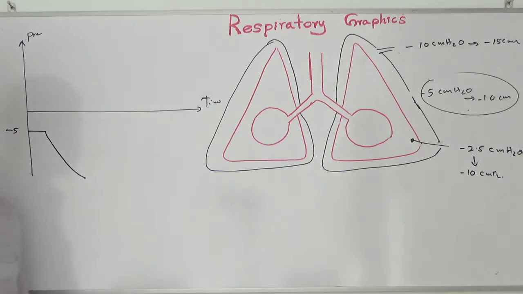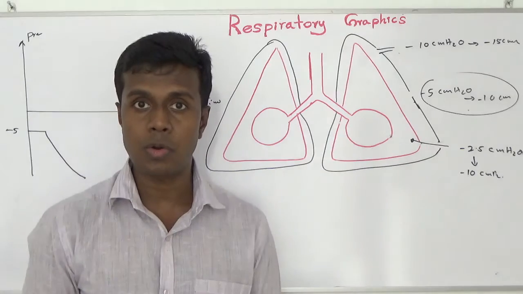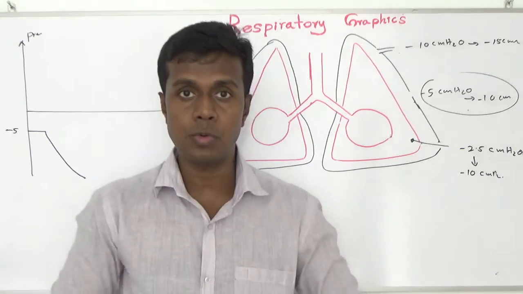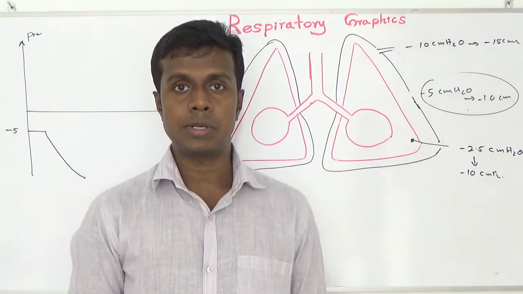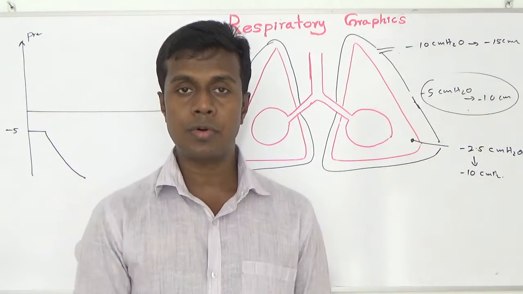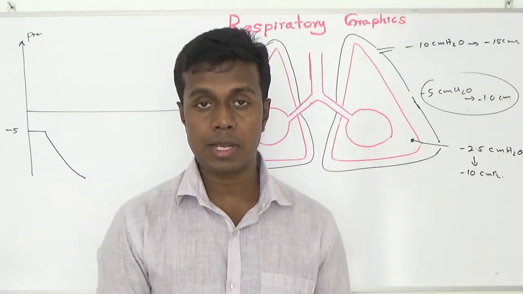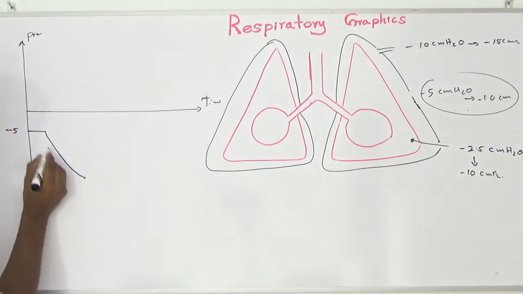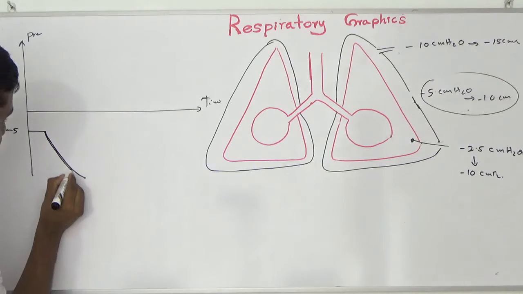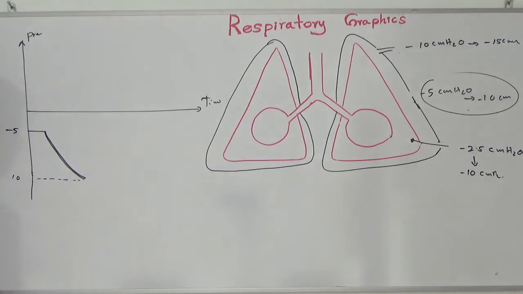At the end of inspiration, there is a thing called inspiratory hold. If I take a breath in, I take my inspiration and hold it for a few hundred milliseconds, then I expire. Likewise, my breathing cycle happens. So here the inspiratory negativity goes from minus 5 to roughly minus 10.